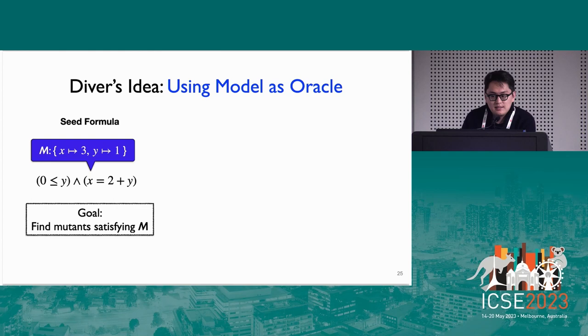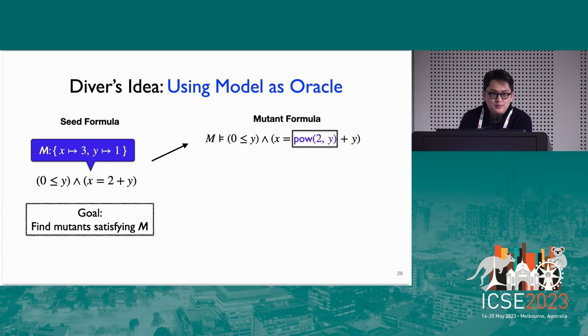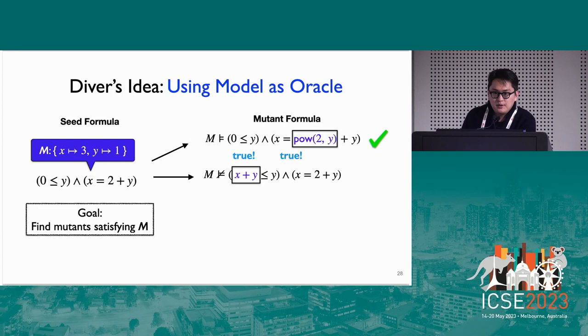Given a seed formula and its model, our goal is to find the mutant formulas satisfying model M by mutating the seed formula. Initially, the seed formula is randomly mutated. In this case, a power term is used for replacing the constant 2. This mutant formula satisfies the original model M. In more detail, because each subterm of the mutant is evaluated as true against model M, we can use this mutant for testing SMT solvers.